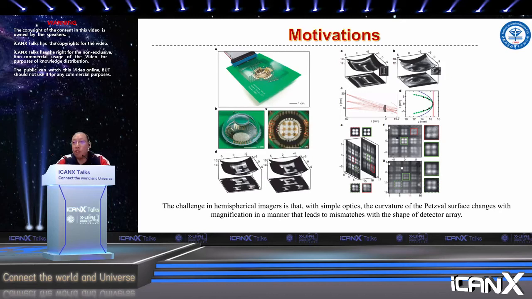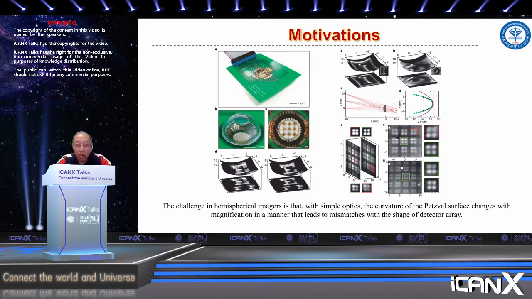The solution to resolve this problem is that the curvature of the detector areas can change in a coordinated manner with the magnification. That means with different magnifications, the curvature of the detector can change. So it can show identical shapes of the images and detect the different surfaces at all zoom settings.